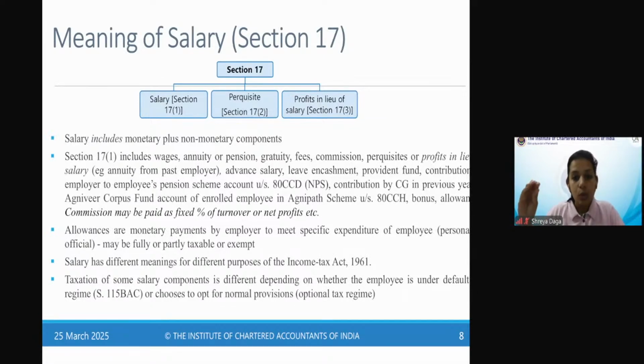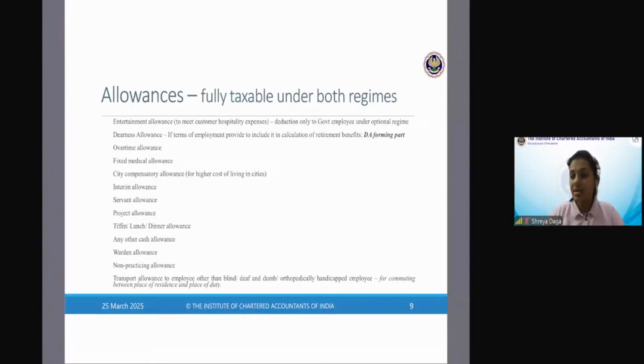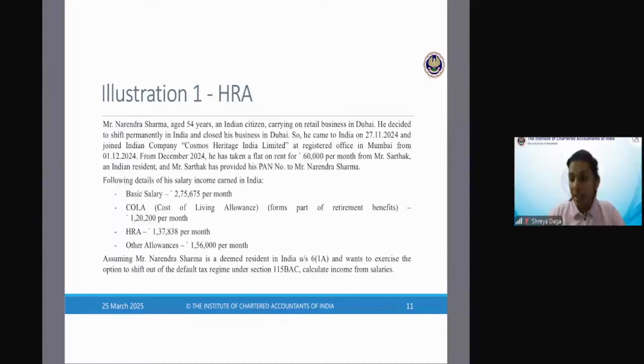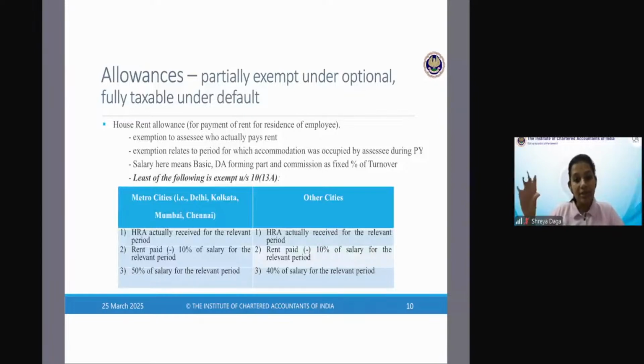That expenditure can be personal, official. That allowances' taxability may be dependent on the amount spent, or may not be dependent on the amount spent. There were various categories of allowances which we did in the first class. I am not talking much about that in detail, not talking much about the exemptions, especially HRA. HRA is an important one.